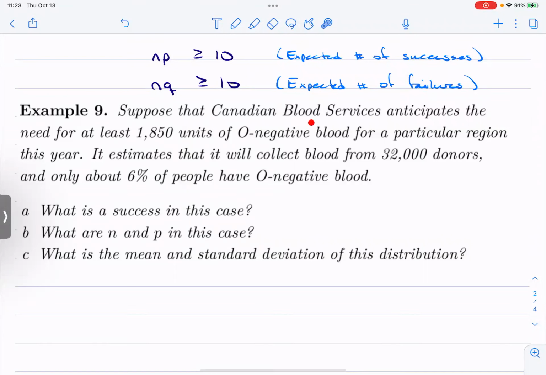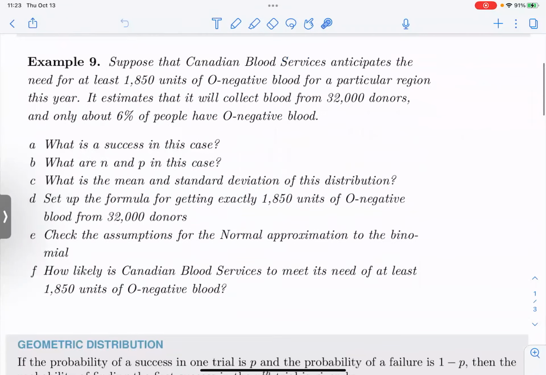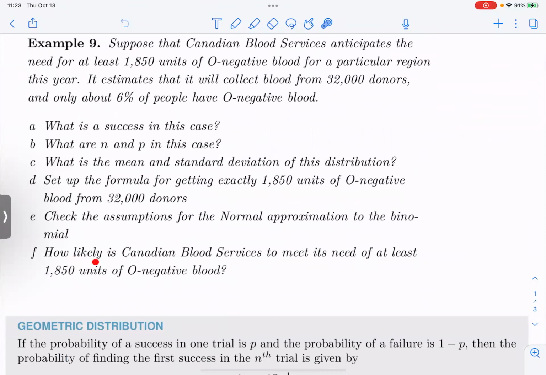Suppose that Canadian Blood Services anticipates the need for at least 1,850 units of O-negative blood for a particular region this year. It estimates that it will collect blood from 32,000 donors, and only about 6% of people have O-negative blood. So here, eventually what we're going to solve, a sneak preview, is this one. How likely is Canadian Blood Services to meet its need of at least 1,850 units of O-negative blood?